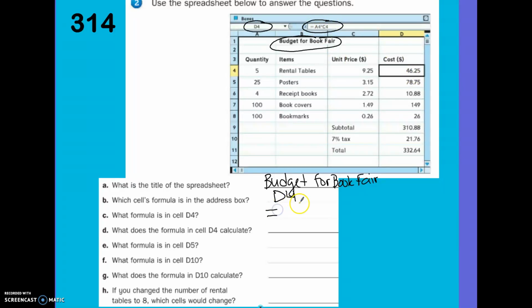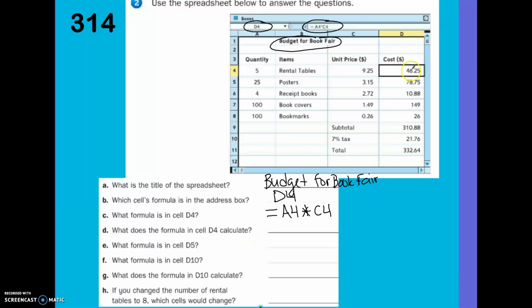We have our equal sign. We always have to enter in an equal sign when we're doing formulas. And then we put in A4 times C4, and we talked about in class that this times symbol is the star symbol on a computer, so we always have to have the equal sign and that star symbol when we're putting in formulas today. So what does the formula in cell D4 calculate?